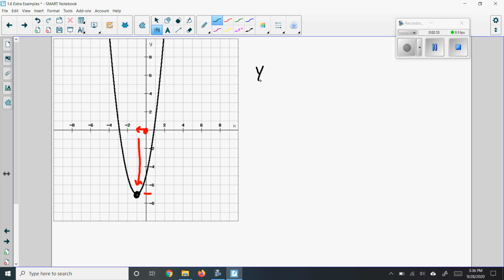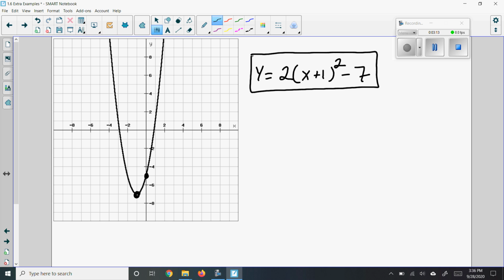Okay, so our equation is y equals x, we went left 1, so this is plus 1 squared, and down 7, so minus 7. Now to find our a value, we need to go from the vertex to the next nice point. And this one right here looks like it is a nice point. And by nice, I mean it has integer coordinates. So this here went left 1 and up 2. So since it went left 1 and up 2, our a term is going to be 2. So here's our equation.